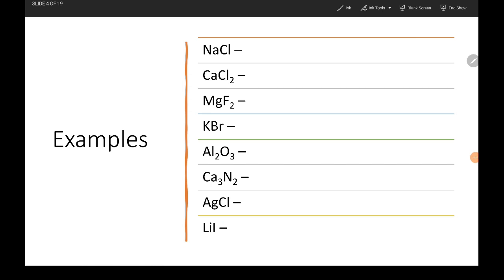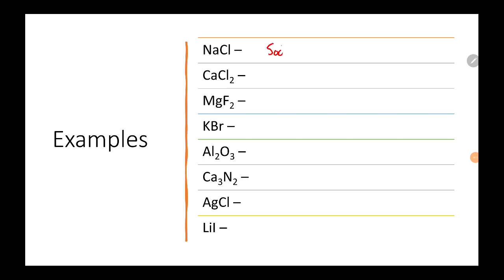Our first example is NaCl. The symbol Na stands for the element sodium, and the symbol Cl stands for the element chlorine. In this case, we'll change the ending of chlorine to IDE, so the name of NaCl is sodium chloride.